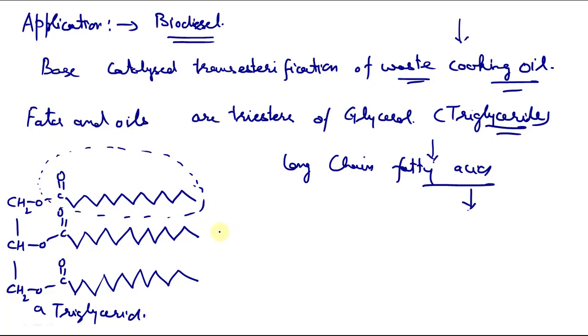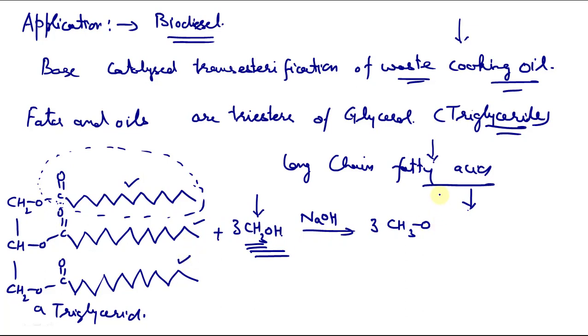Now if we react them with 3 moles of methanol, in the presence of alkali as a catalyst, it will be a transesterification reaction. Here this group will go to a methyl ester. Basically we will get fatty acid methyl ester, 3 molecules of these methyl esters. Instead of glycerol, now we have 3 individual molecules, one from each. These are basically methyl esters.